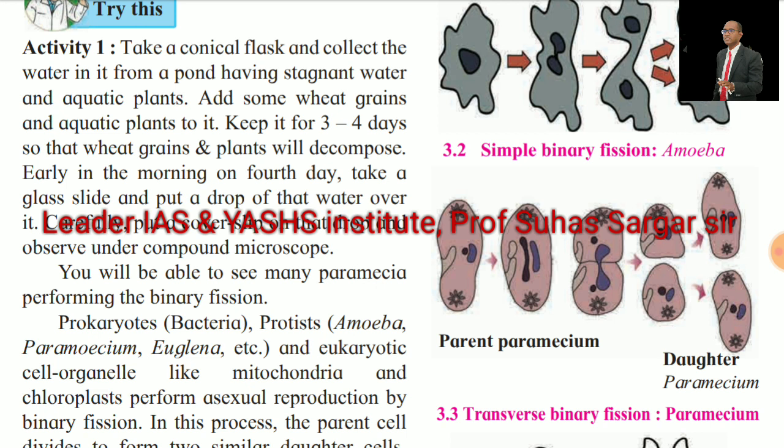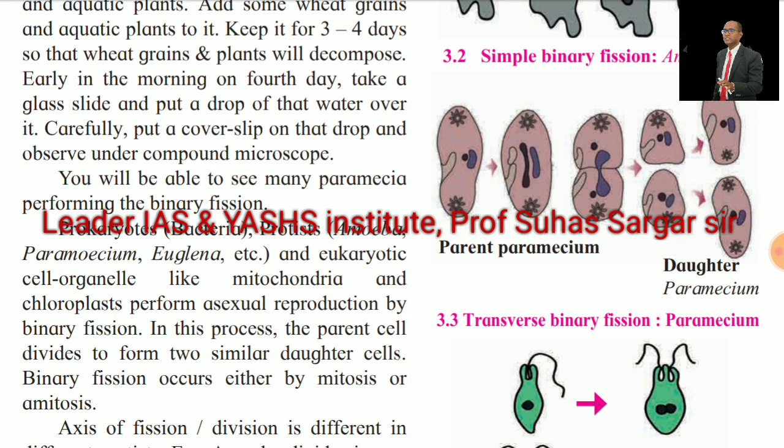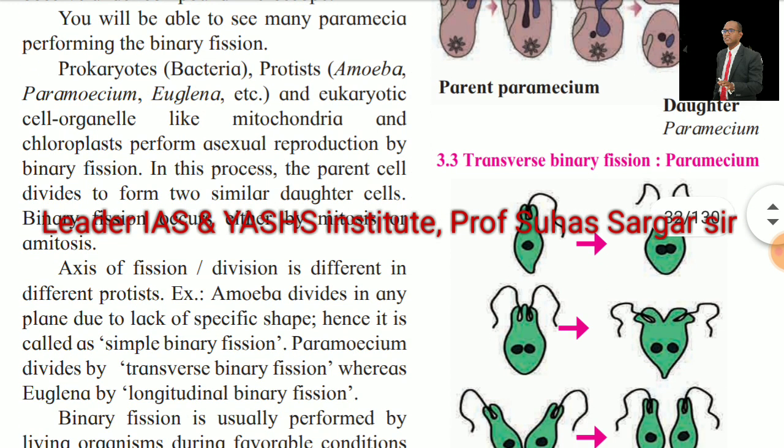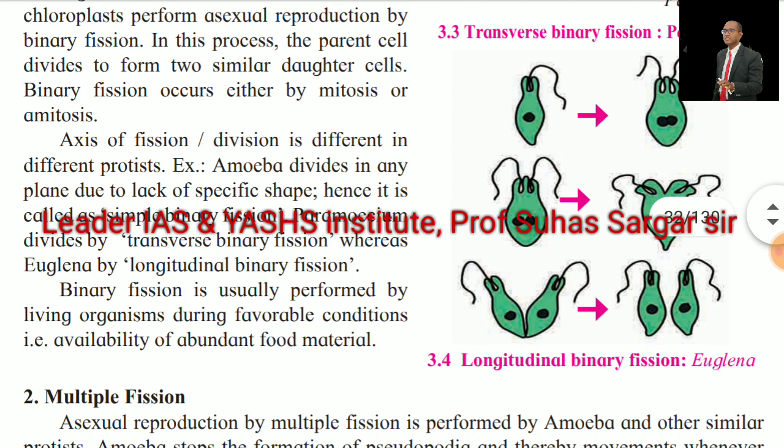Prokaryotes, bacteria, protists like amoeba, paramecium, euglena, etc., and eukaryotic cell organelles like mitochondria and chloroplast perform asexual reproduction by binary fission. In this process, the parent cell divides to form two similar daughter cells. Binary fission occurs either by mitosis or amitosis. The axis of fission or division is different in different protists. For example, amoeba divides in any plane due to lack of a specific shape. Hence, it is called simple binary fission. Paramecium divides by transverse binary fission, whereas euglena divides by longitudinal binary fission.